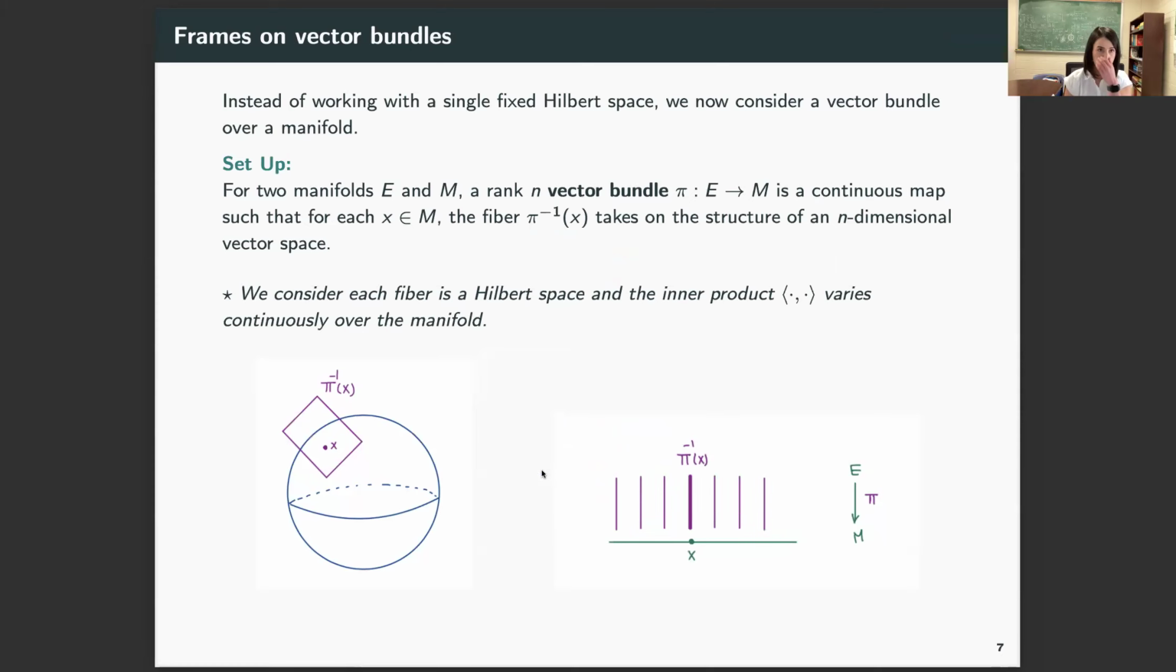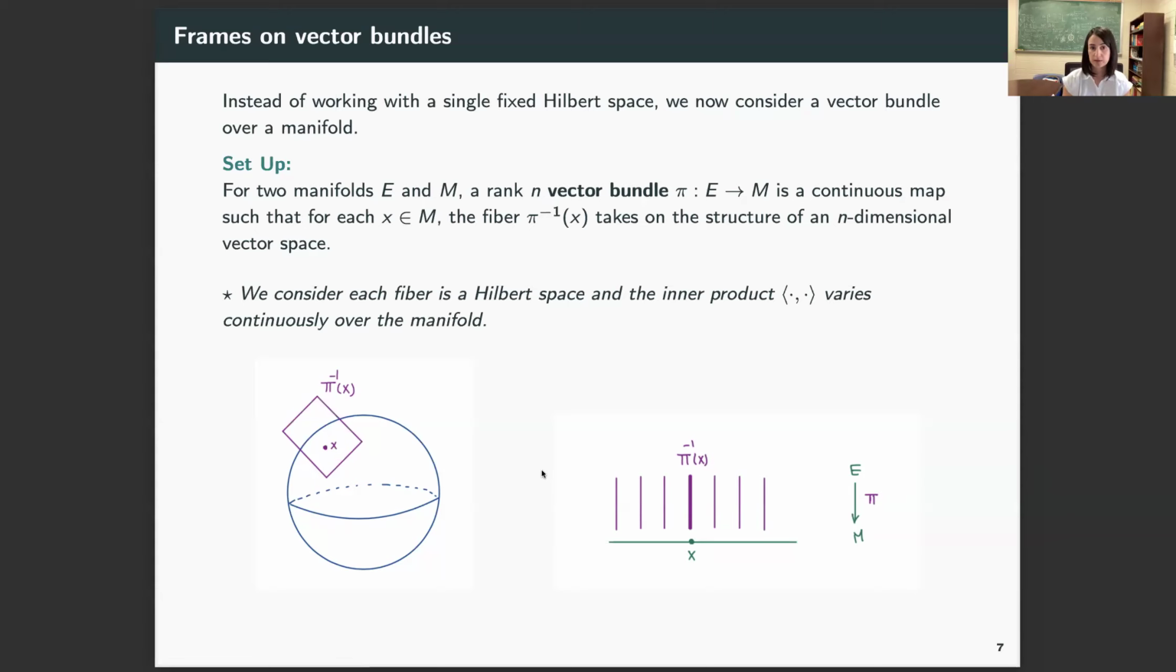Now, how are we going to move to vector bundles? Instead of using a single fixed Hilbert space, I'm going to consider a vector bundle over a whole manifold. And there are certain things I want to set up at the beginning. First of all, what is a vector bundle?